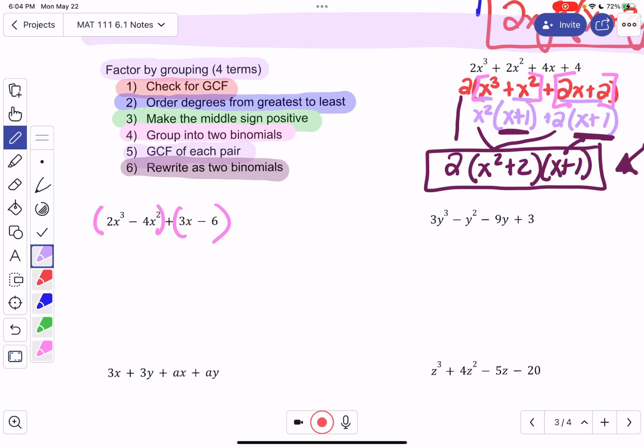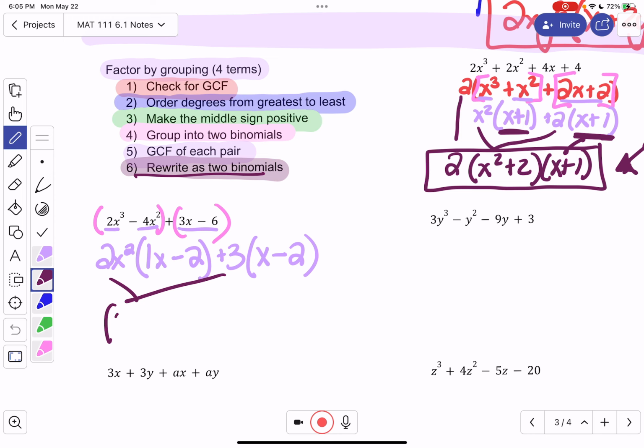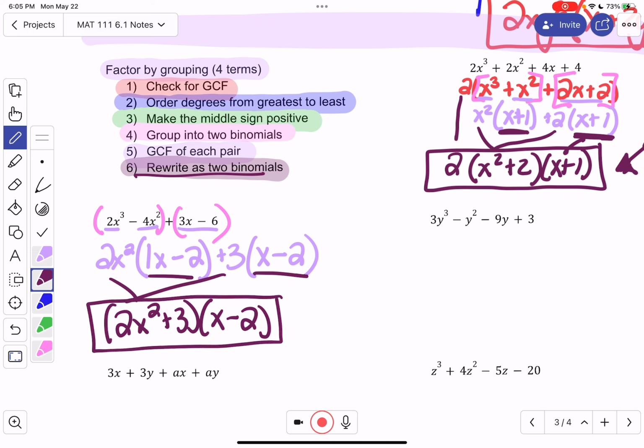Take out the greatest common factor. So 2x cubed and 4x squared. I can take out 2x squared. 2 divided by 2 is 1. X cubed divided by x squared is x. Negative 4 divided by 2 is negative 2. And x squared divided by x squared is 1. Now we do the second one. I can take out 3. And I'm left with x minus 2. So now I rewrite. I take the ones I pulled out. 2x squared plus 3. Then I take the one that matches. There was no greatest common factor, so that's my answer.